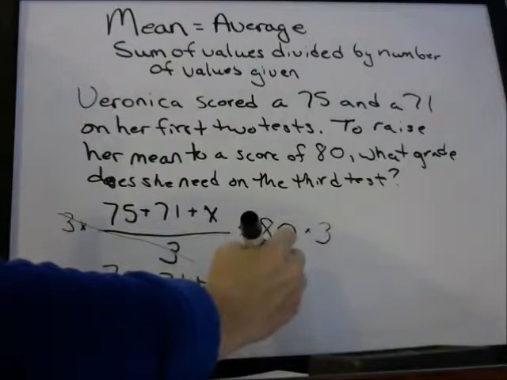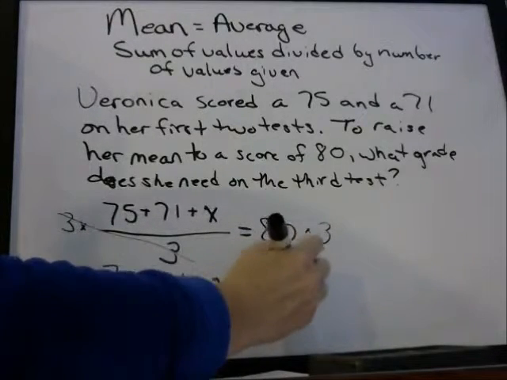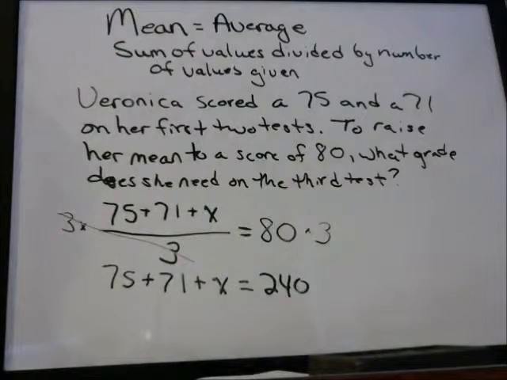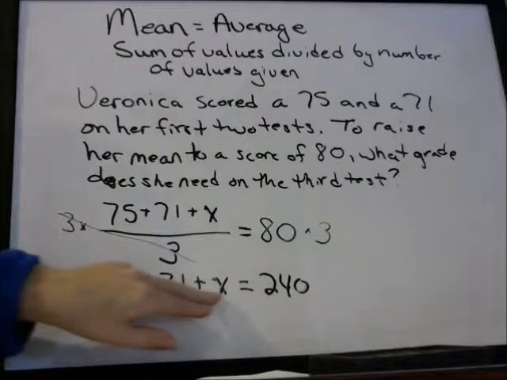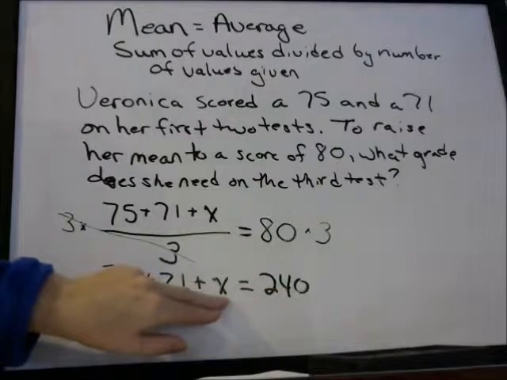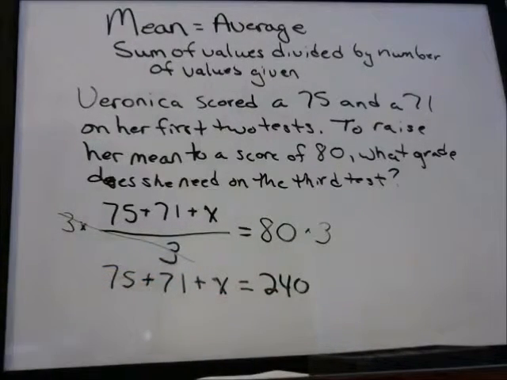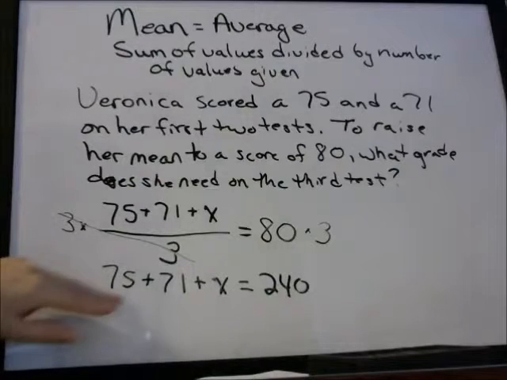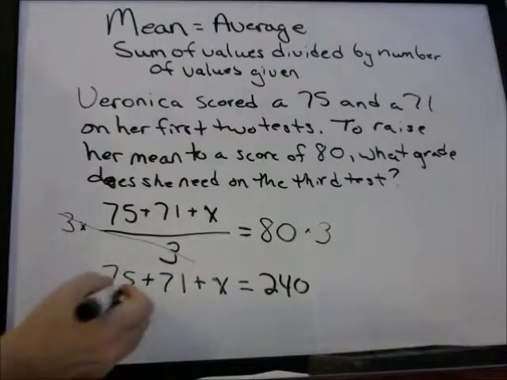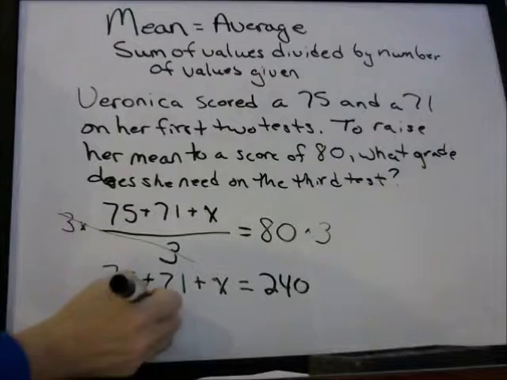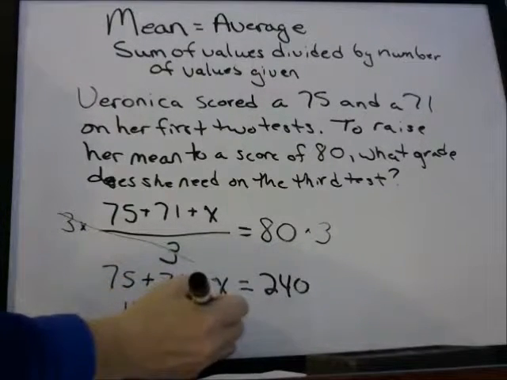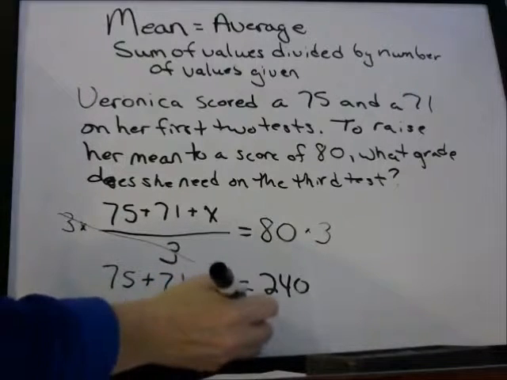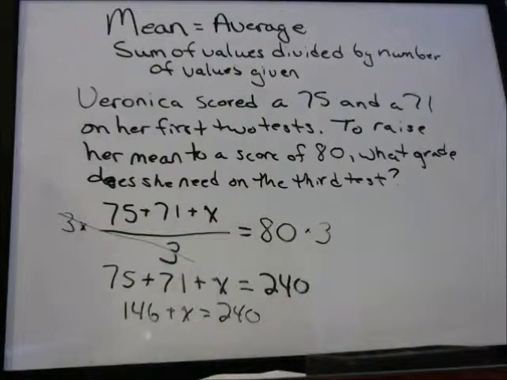You can plug that in your calculator. You should be able to do it by hand. That's 240. So now we have 75 plus 71 plus x equals 240. Again, we're trying to solve for x, so we're trying to get x by itself. We can do this addition. 75 plus 71 will give you 146. So now we have 146 plus x equals 240.